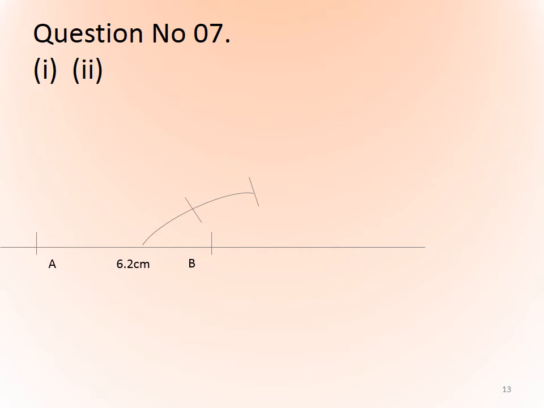Connect this intersection point with B, then here 120 degrees. Measure 4.5 centimeters using the compass and keep it on top of the point B and draw an arc here. Then this intersection point is C. Now you can complete the parallelogram ABCD.